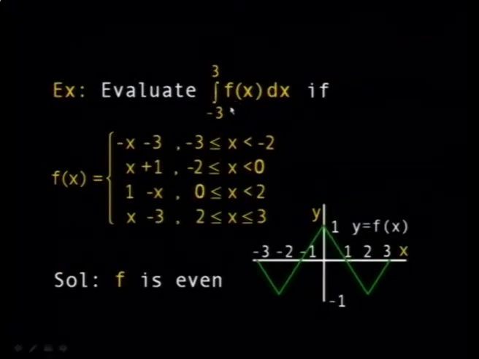Again, this function here, it's even. Why? Because you see directly that all the values of the function on the left-hand side of the y-axis are those on the right-hand side. So all you need to do is sum up the area here and multiply by 2.